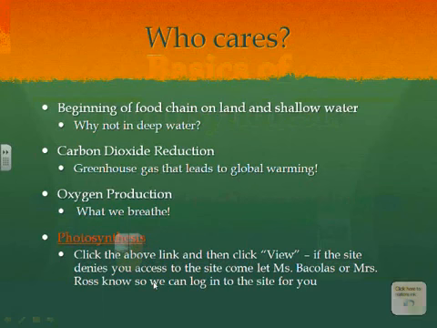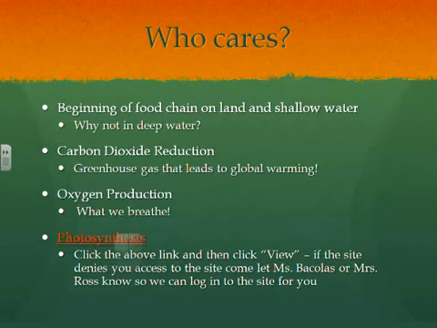So, why do you care? Well, the important thing for you guys to keep in mind is that the food chain starts on land with photosynthesis. Photosynthetic organisms use the sunlight to make food, and we then consume those organisms to continue the food chain and to get our energy, our food source.